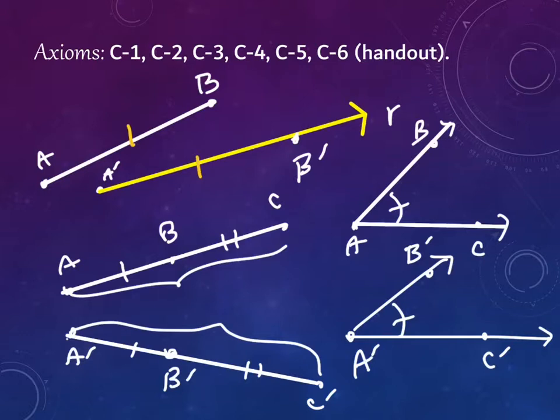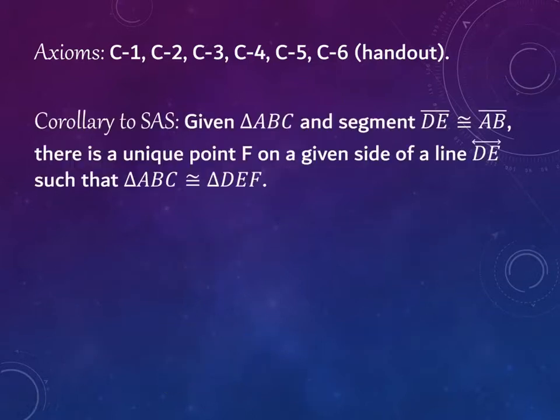The next thing we're going to look at is actually a corollary to that. So this is my corollary to the side angle side postulate. It says if I'm given triangle ABC and segment DE is congruent to segment AB, then there is a unique point F on a given side of DE that creates a congruent triangle.